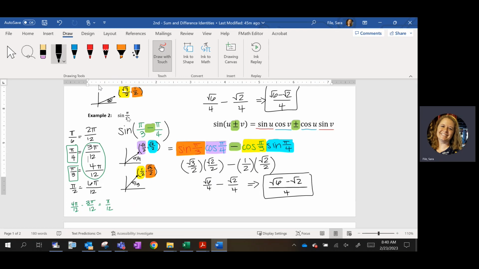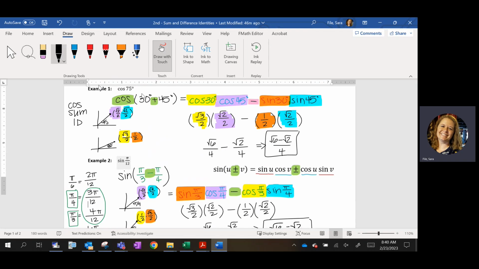Their angle's not the same. Pi 12ths in degrees, what would that be? No, because if it's pi thirds, which is 60, and pi fourths, which is 45, 60 minus 45? 15. So this is a 15-degree angle. They're looking for sine. This was a 75-degree angle. They're looking for cosine. What do 75 and 15 add up to? 90. That means they're complementary, right?